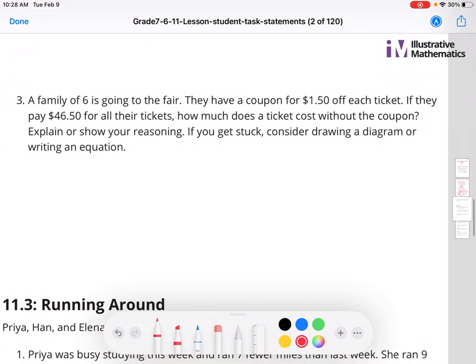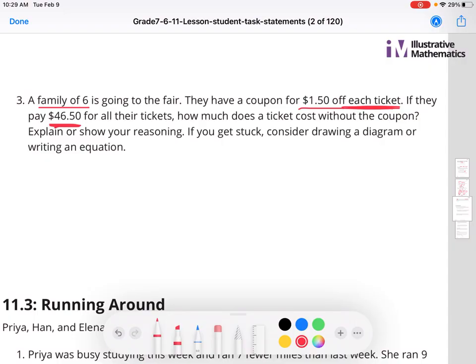On number 3, it says a family of 6 is going to the fair. They have a coupon for $1.50 off each ticket. If they pay $46.50 for all their tickets, how much does the ticket cost without the coupon? And it says if you get stuck, consider drawing a diagram or equation. So we know that we have a family of 6, a coupon for $1.50 off each ticket, and then they pay $46.50 for their tickets, and that's after the discount. So we want to figure out how much the ticket cost without the coupon.